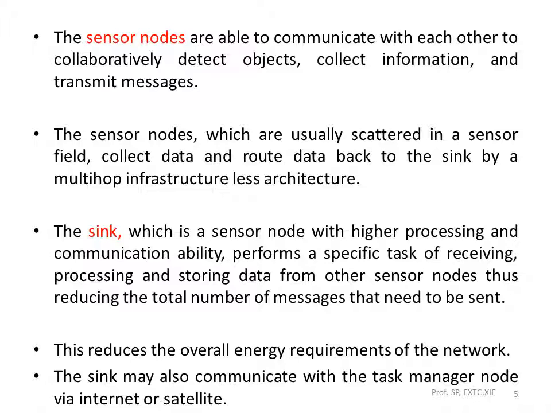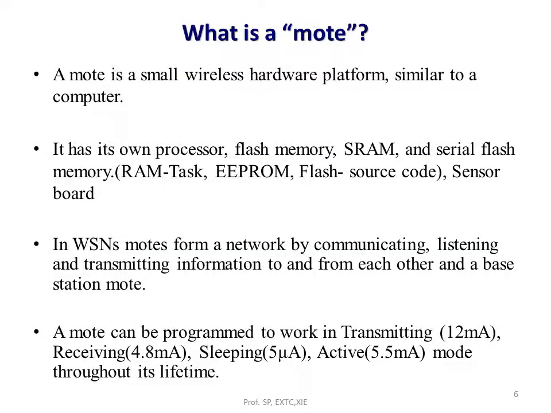Now when we say infrastructure-less architecture, that means there will not be a predefined link from a sensor to the sink node. It will be decided by which nodes want to take active participation in the communication. The sink node is a sensor node with higher processing and communication ability, which performs the specific task of receiving, processing, and storing data from all the sensor nodes, and whenever required it will be transmitted further. If the communication happens this way, it reduces the overall energy requirements of a network, and the sink may communicate to the task manager via internet, satellite, or cloud.